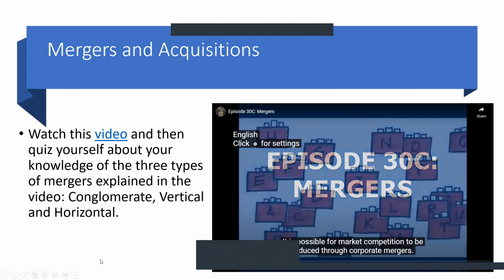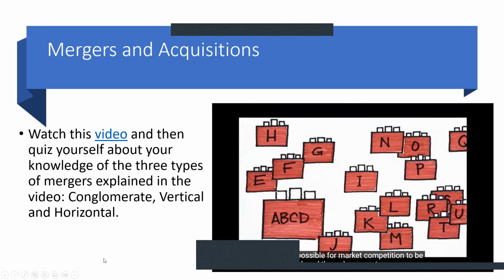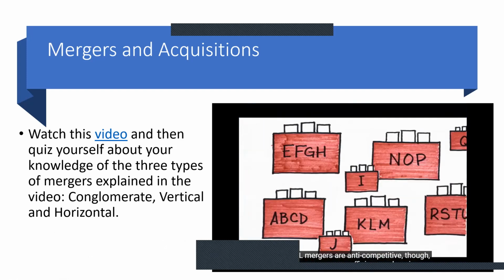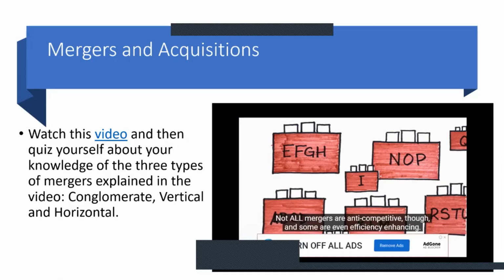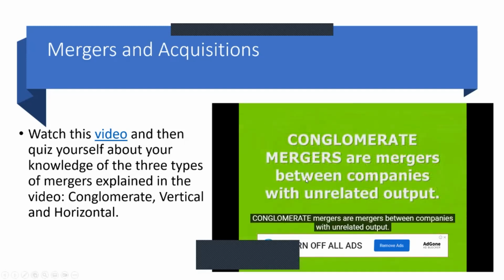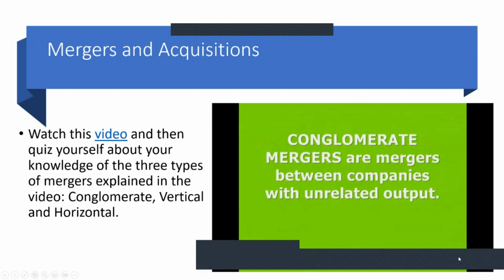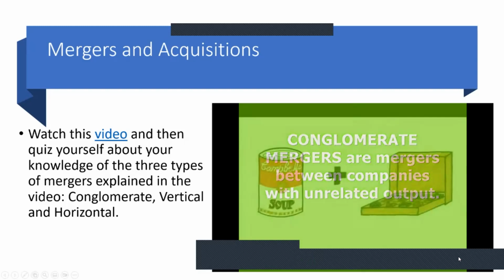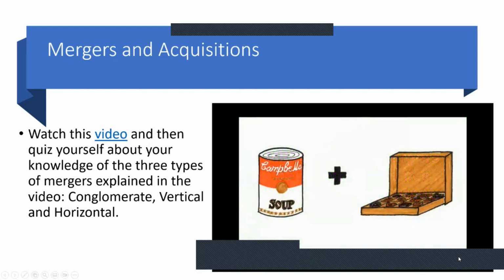It is possible for market competition to be reduced through corporate mergers. Not all mergers are anti-competitive, though, and some are even efficiency enhancing. Let's take a look at 3 categories of mergers. 1. Conglomerate mergers are mergers between companies with unrelated output. For example, in 1967, the Campbell Soup Company acquired Godiva Chocolate.